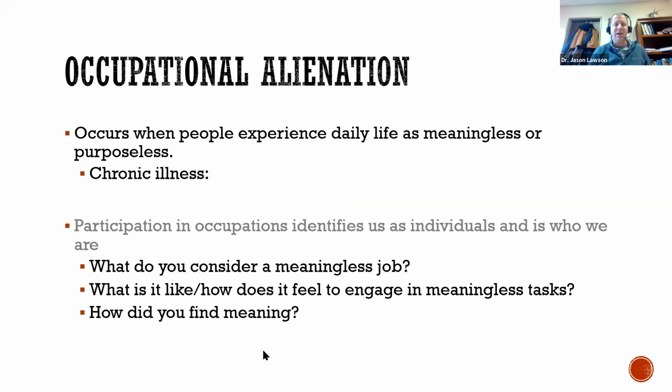Occupational alienation. This occurs when people experience daily life as meaningless or purposeless. Okay. Oh my gosh. So think about, and we talked a little bit about this with occupational imbalance, where you have that chronic illness, right? Like if I have to get up and go to work the next day, and I have a meaningless, purposeless job, it might be hard to get out of bed. I might have some symptoms like a stomach ache, a headache. I might feel achy. I might feel nauseous. I might just really regret getting up and going to work. And I might just want to pull the covers over my head and not go. Right. And then if I don't do that, I may chronically become depressed.